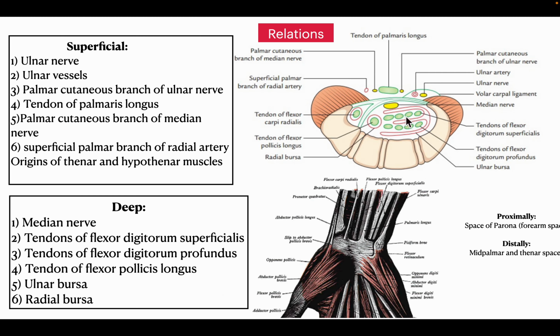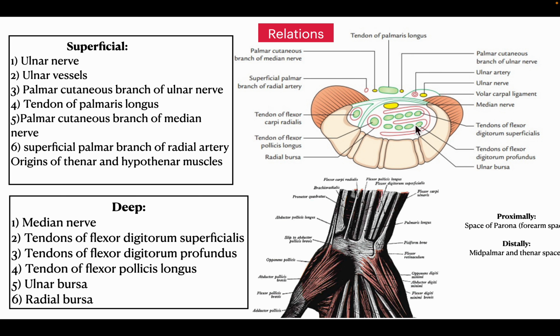Let's learn the structures passing superficial and deep to the flexor retinaculum. The structures passing superficially, from medial to lateral, are the ulnar nerve, ulnar vessels, palmar cutaneous branch of ulnar nerve, tendon of palmaris longus, palmar cutaneous branch of median nerve, and superficial palmar branch of radial artery. These all pass superficial to the flexor retinaculum, and the origin of the thenar and hypothenar muscles also takes place here.